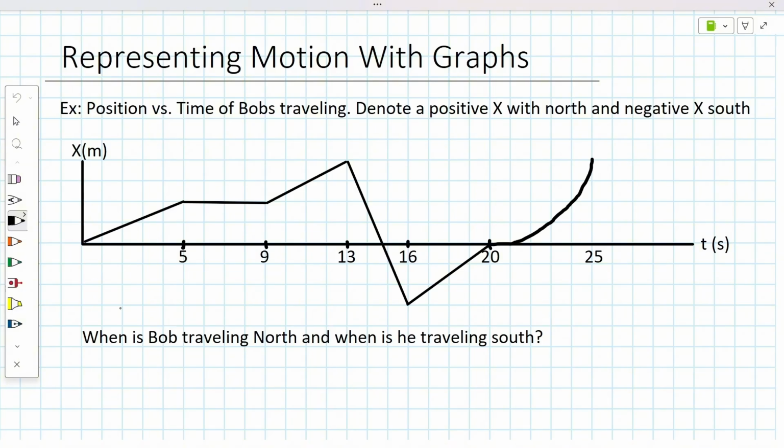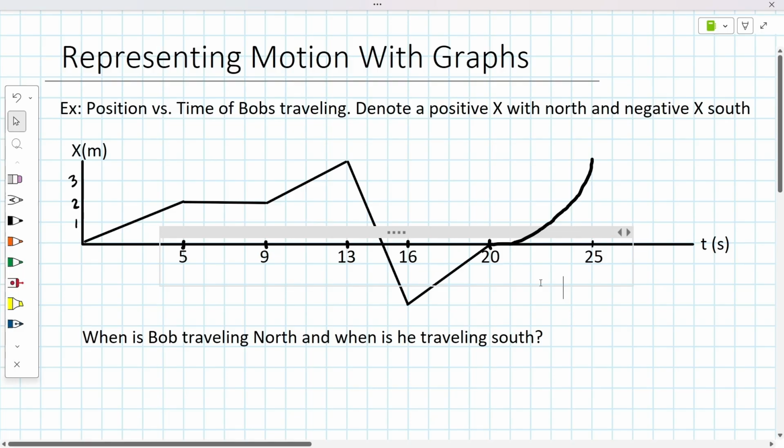So we have this position versus time graph here. This is the position that they're at, and this is the time. And we'll just assume here that each square is 1 unit in meters, and these time stamps are shown on the bottom. Alright, so the first thing it asks is, when is Bob traveling north and when is he traveling south?